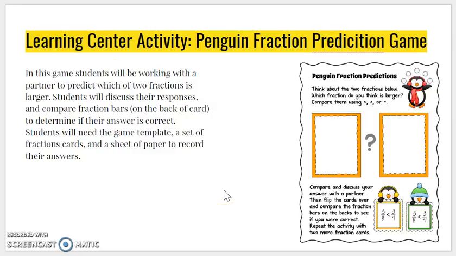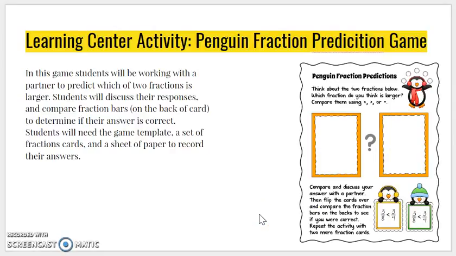Students will discuss their responses and compare fraction bars on the back of the card to determine if their answer is correct. Students will need the game template, a set of fraction cards, and a sheet of paper to record their answers. So this image on the right side is the image of the game template.